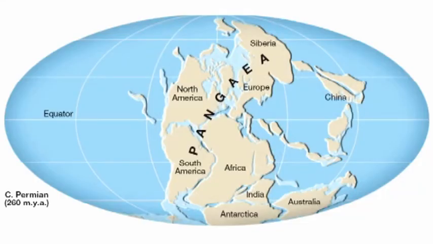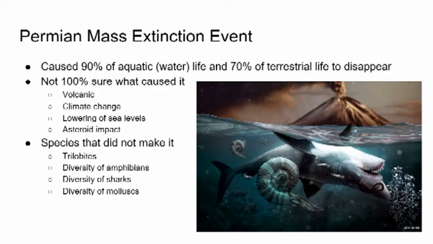Here's a quick view of Pangea when it's fully formed. And our Permian mass extinction, we're going to lose 90% of our organisms in the water, so our aquatic life. Land animals, which are terrestrial life, we're going to lose 70%.